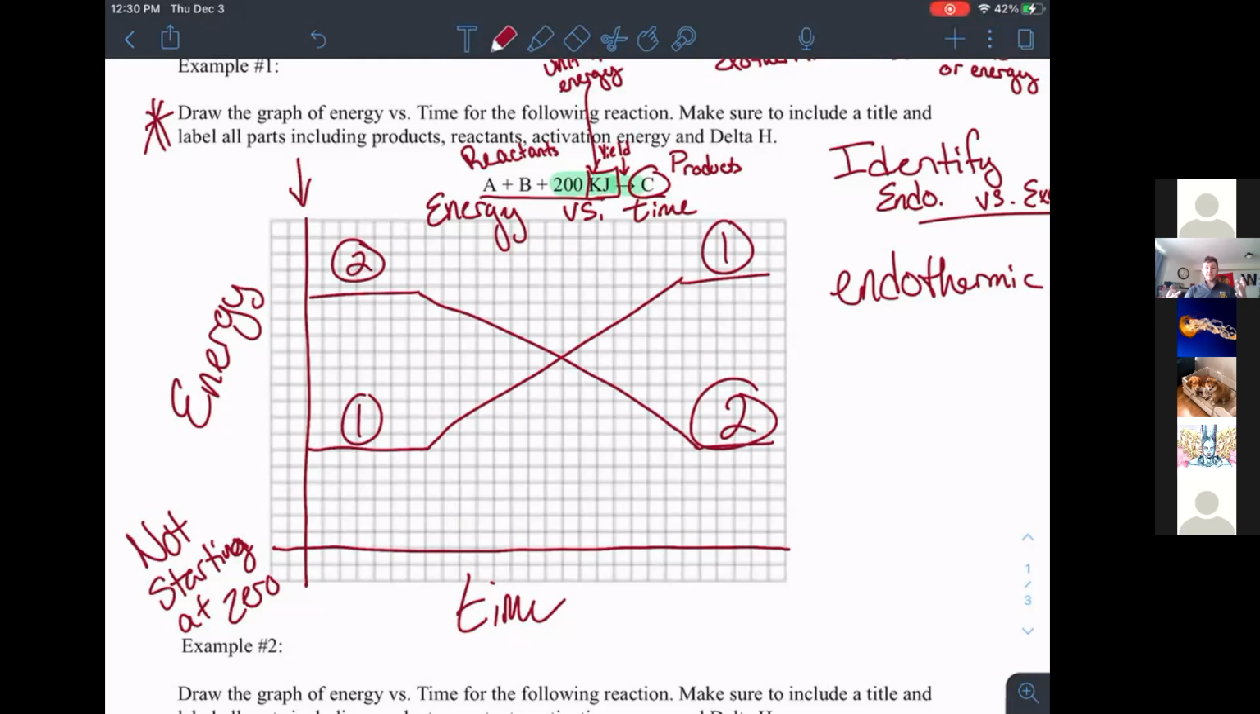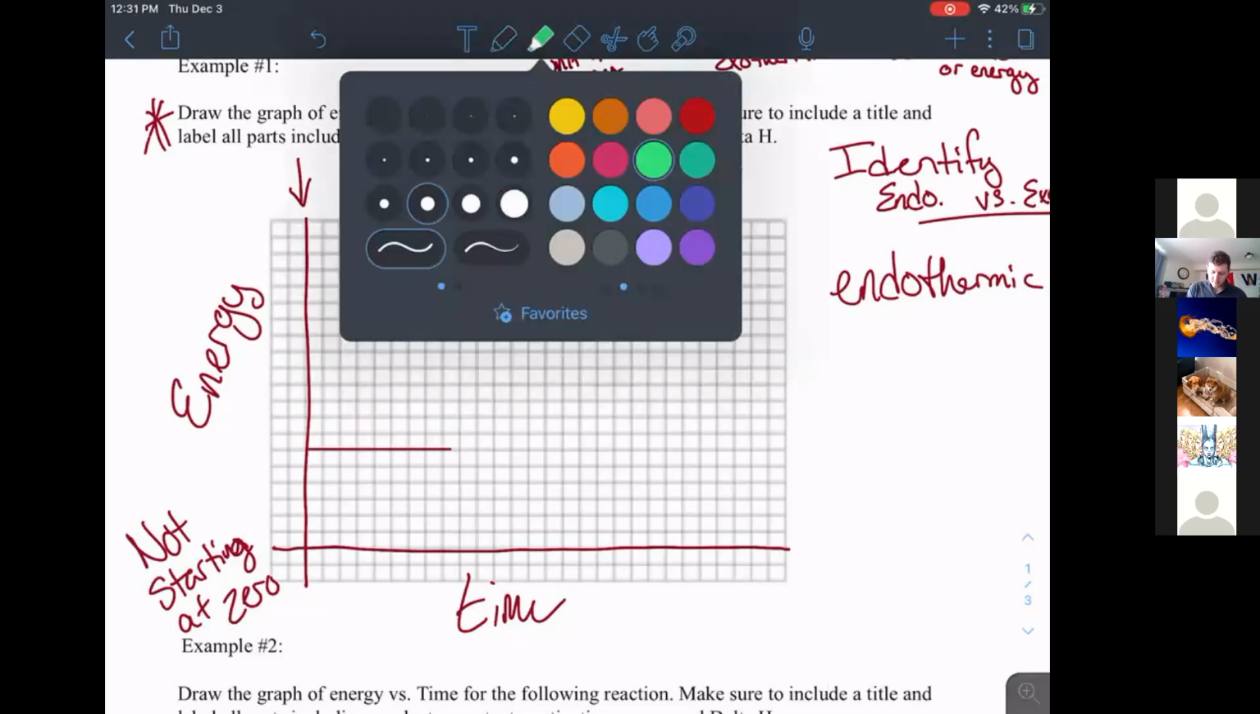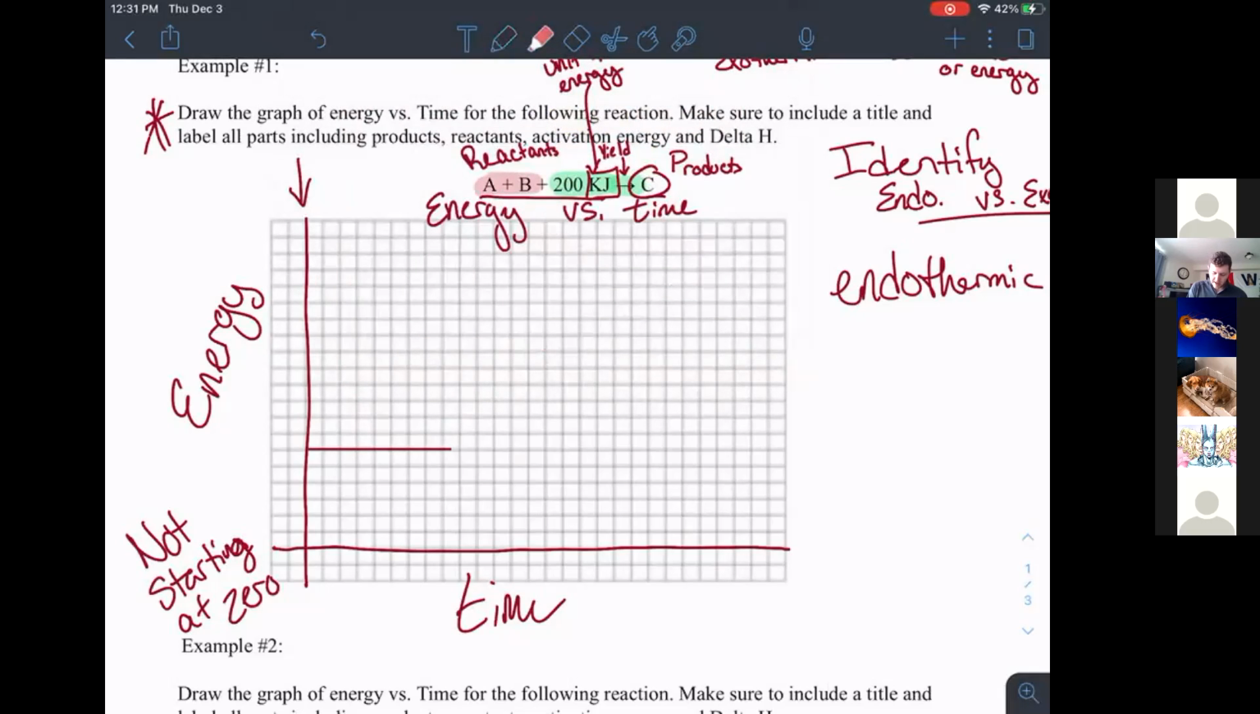Option 1, perfect. We are gaining or absorbing energy. So our products are going to have more energy than those reactants. So it's going to be more like reaction number 1. So we're going to start with our reactants way down here. And we're actually going to label those reactants on this line. So our reactants are A and B for this problem. So we're going to put A plus B right here.